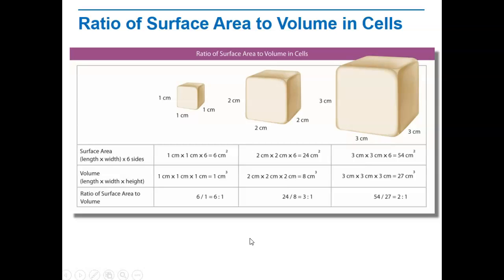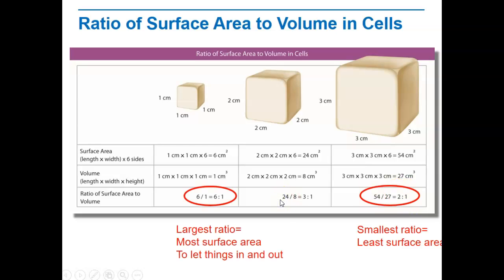So as the cubes get bigger in size, the area does get bigger and the volume does get bigger, but if we take the area divided by the volume, that ratio gets smaller over time. This little cell has a ratio of 6. This medium-sized cell has a ratio of 3. This one has a ratio of 2. And why do we care?